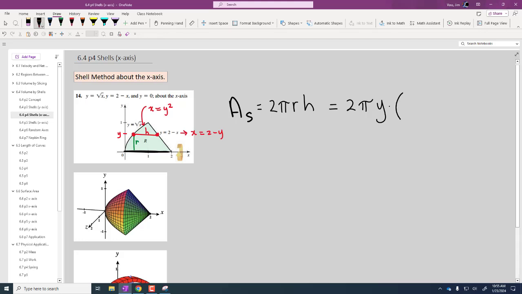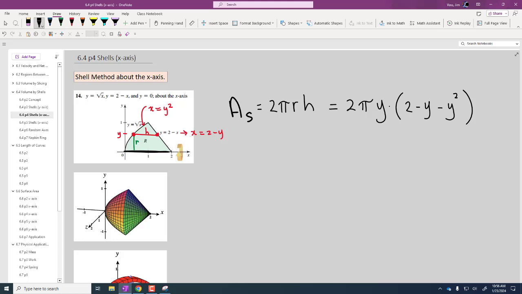Say that again. This one? If we add x and subtract y, no problem. All good. So then we're going to have 2 minus y. That is the right x value for that horizontal segment, 2 minus y. The left x value for that horizontal segment is y squared. And we're subtracting that off.